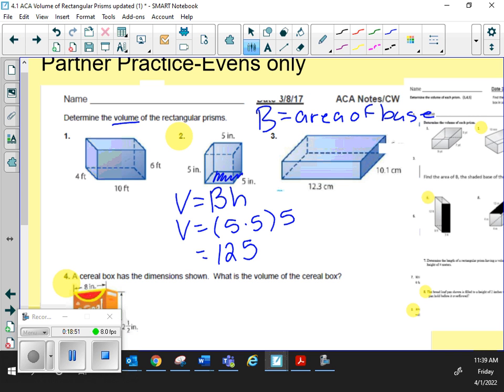125. Because now I have found the volume. I did inches times inches times inches, so my units are going to be inches cubed.